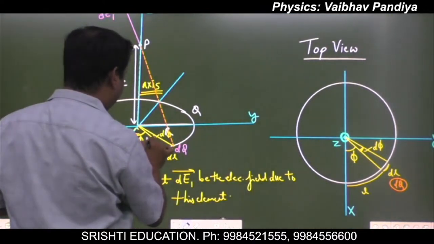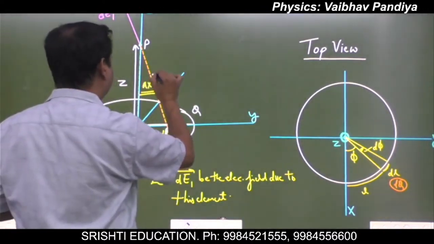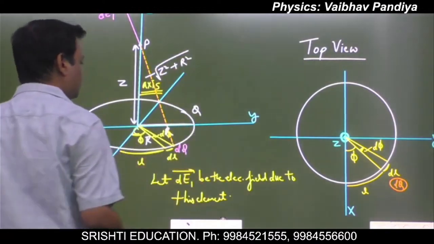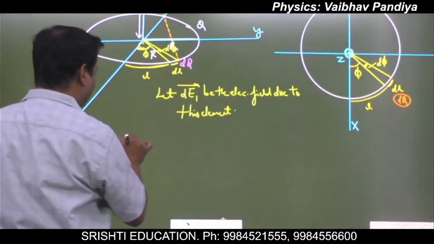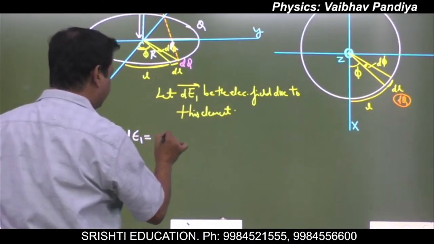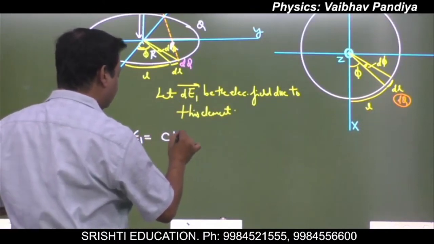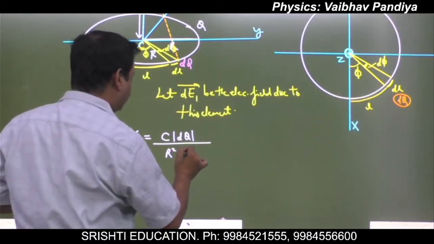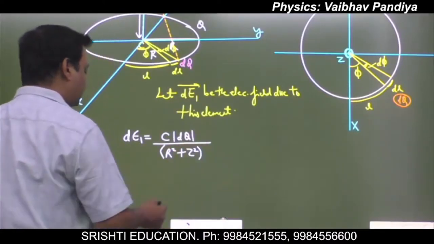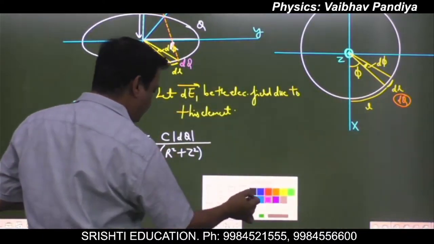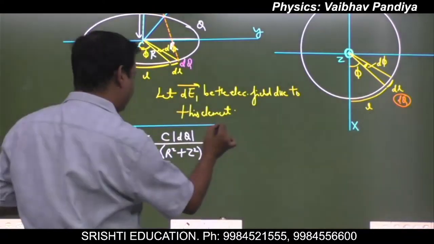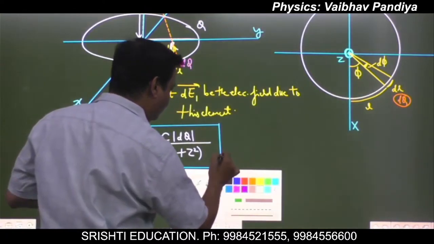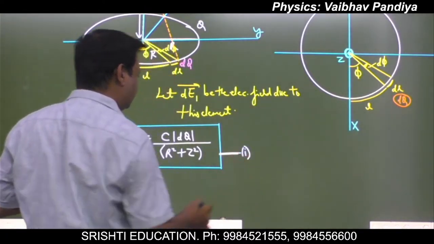Now what will be this distance? This is the radius r, so the distance will be the square root of z square plus r square. Correct? So your dE1 will have a magnitude of Coulomb's constant times the source dq divided by the square of the root of r square plus z square. So it will be simply r square plus z square. This is the value of dE1, the electric field because of the charge element dq.